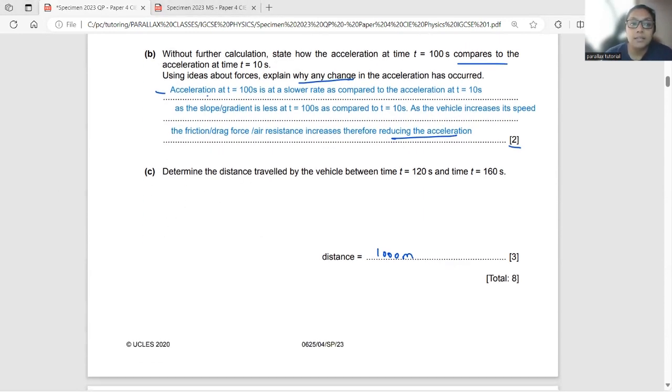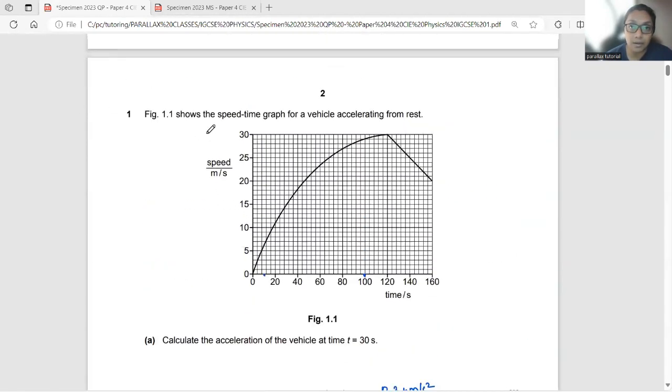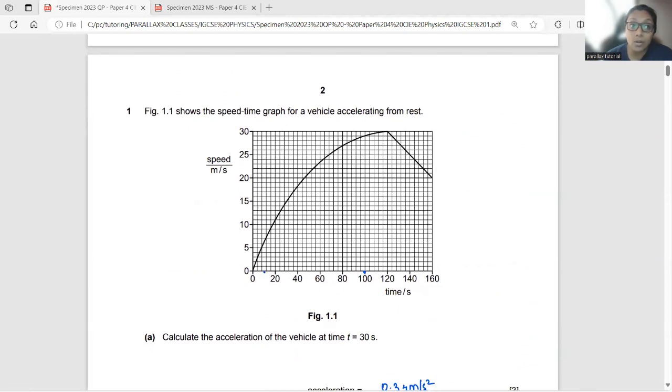Next, determine the distance traveled by the vehicle between t equal to 120 seconds to t equal to 160 seconds. Remember, this is a speed time graph, and we all know that the area under the speed time graph gives us the distance, right? So that means we are supposed to calculate this distance, right? This is the distance which we are supposed to calculate. Sorry, it won't be over here.